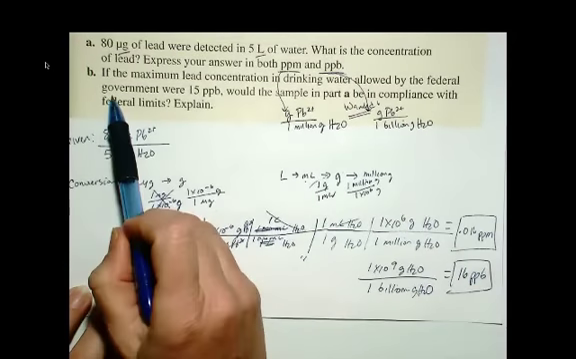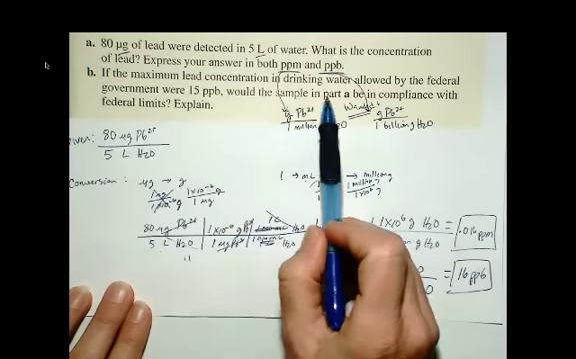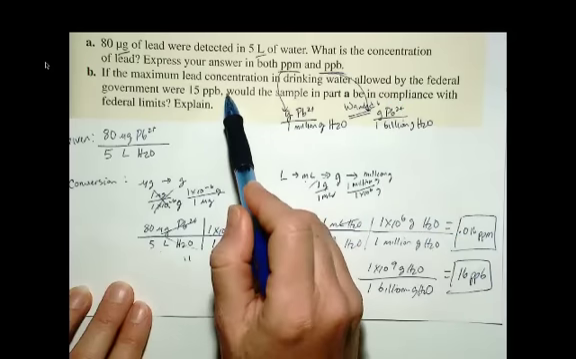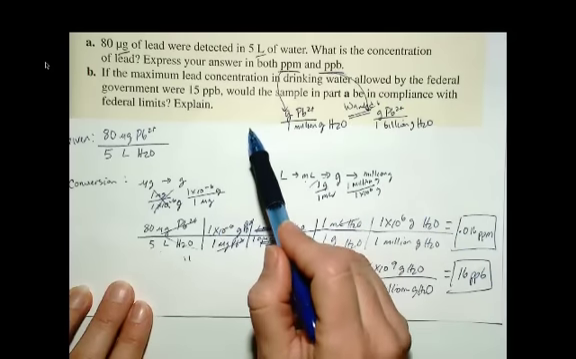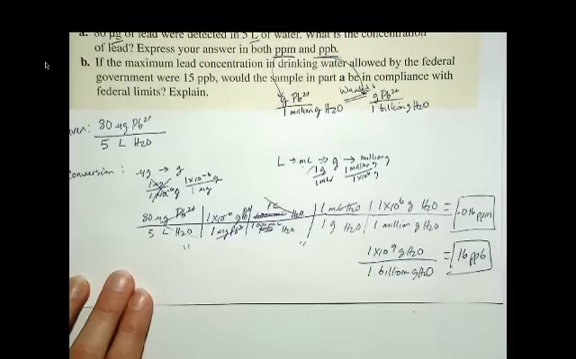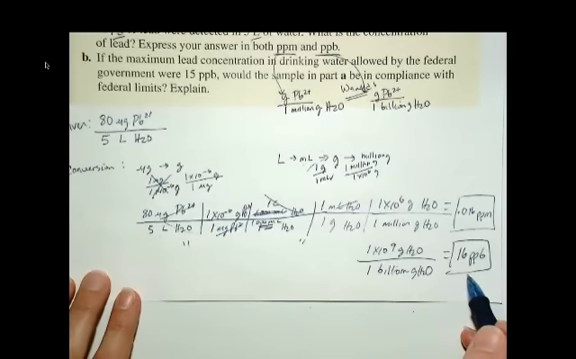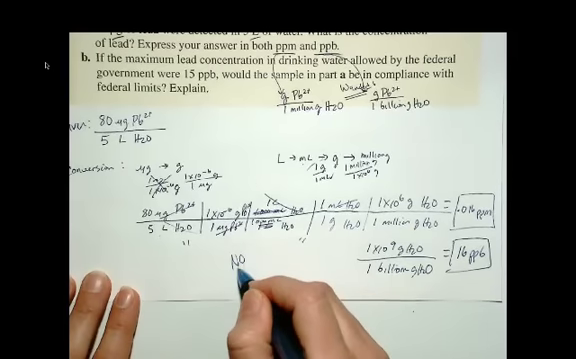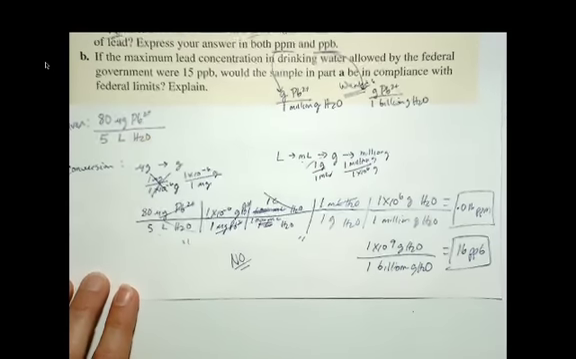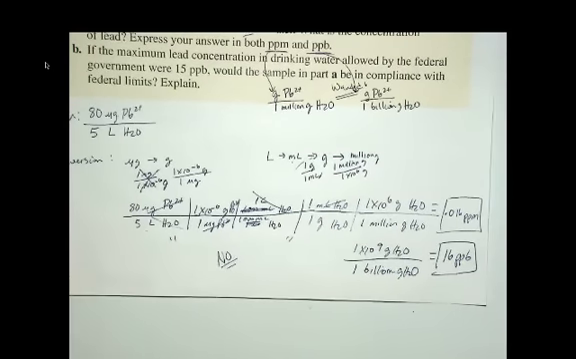Then the next part of the question: the maximum lead concentration of drinking water allowed by the federal government is 15 parts per billion. Would the sample in Part A be in compliance with federal limits? Well, when we look at the parts per billion, we are above the acceptable limit of 15. So the answer there is no, and the reason why is because we are above the limit.